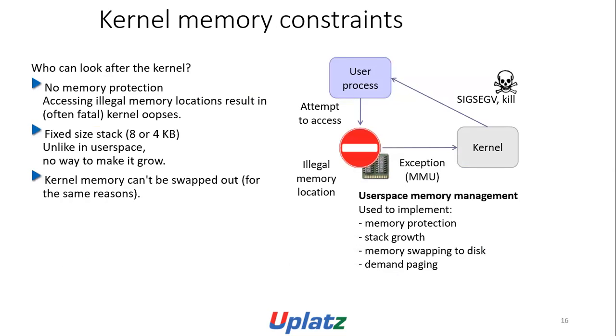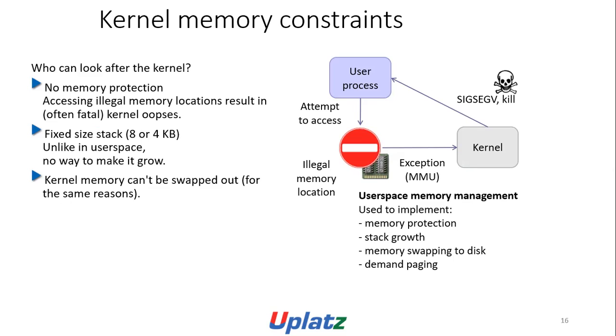And we have the C library, user interface, and app 1, app 2, app 3, and so on. Kernel memory constraints: what can look after the kernel? No memory protection. Accessing illegal memory locations results in often fatal kernel oopses. Fixed size stack, 8 or 4 KB. Unlike in userspace, no way to make it grow. Kernel memory can't be swapped out either, for the same reason.